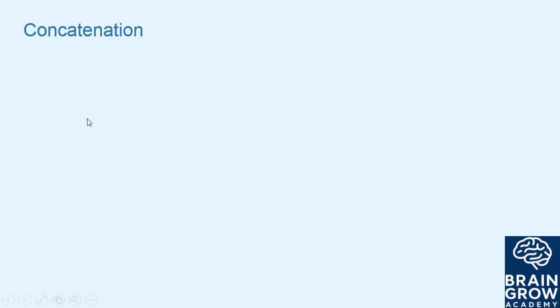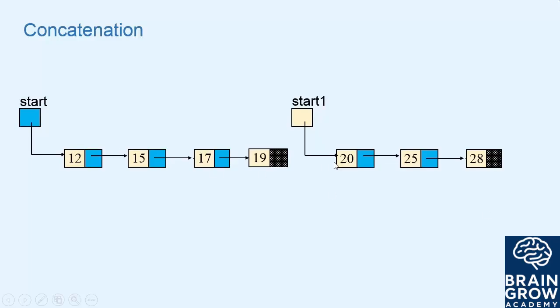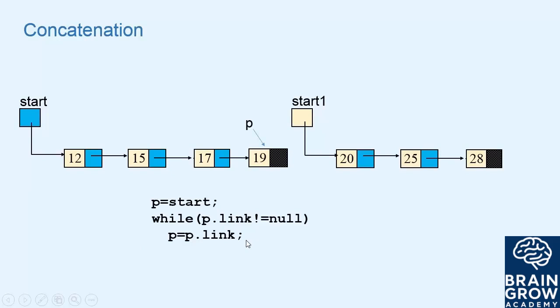In this video, we'll see how we can add a linked list at the end of other linked list. Suppose we have these two single linked lists and we want to add this list at the end of this list. So we have to traverse this list and find a reference to the last node of this list. This is how we can find this reference. Now we have to make link of this node refer to first node of this list. So we write p link is equal to start 1. So now this list has been added at the end of this list.